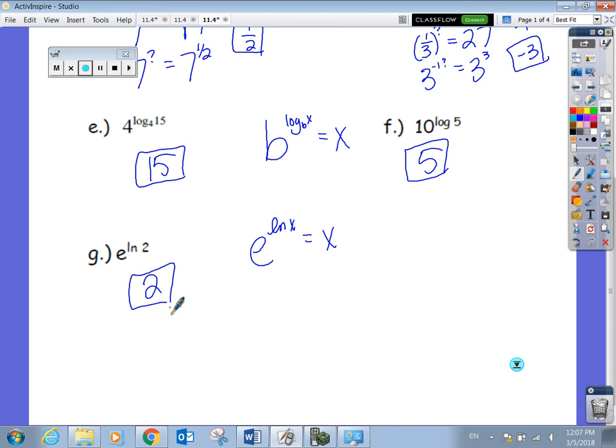So using those properties, you don't have to use the properties. You can always use the definition of a logarithm, going from log to exponent, exponent to log. Those will always work as well when you're working these problems.